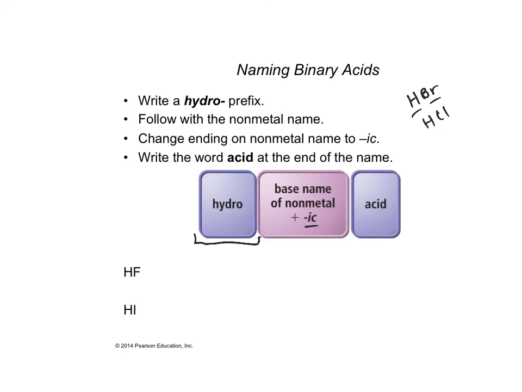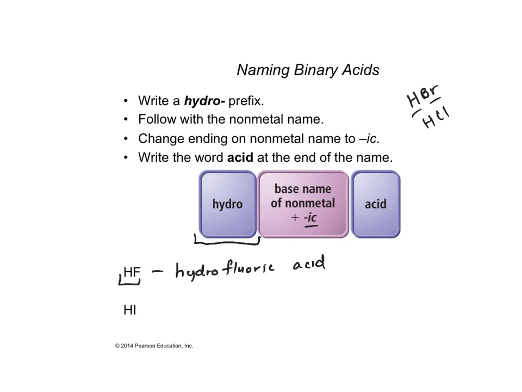For example, this guy is a binary acid, HF. The first thing we do is write hydro, because it's a binary acid. Then what is the base name of this nonmetal that it's bound to? Fluor, right? So hydro, then fluor, and then what am I going to end it with? IC. So hydrofluoric acid.